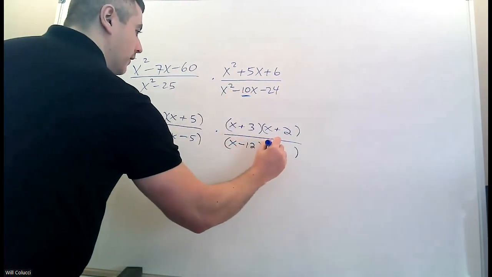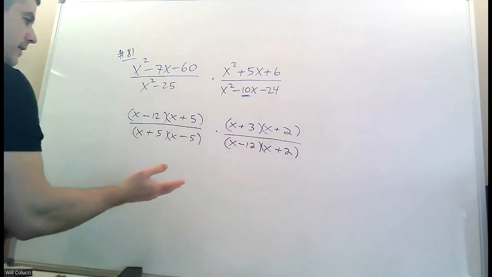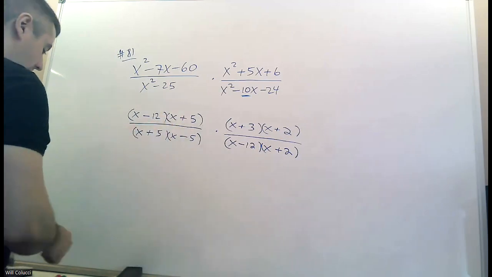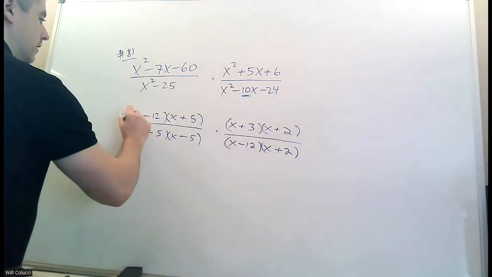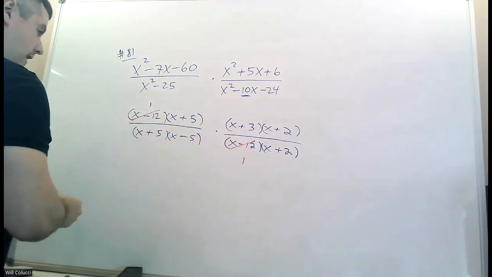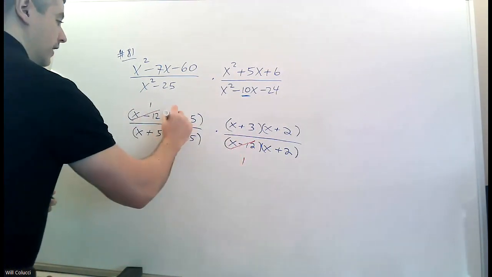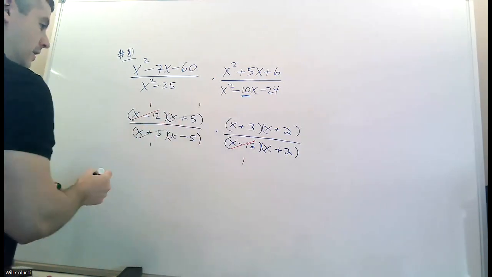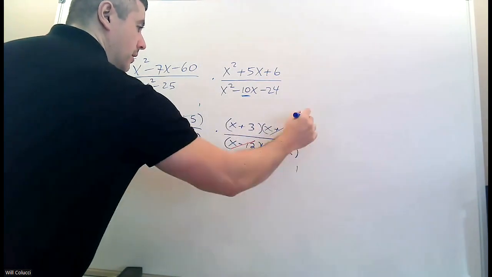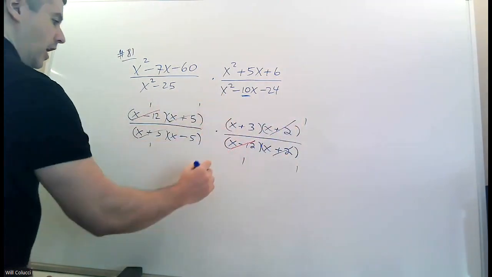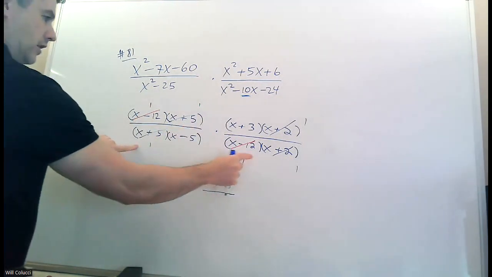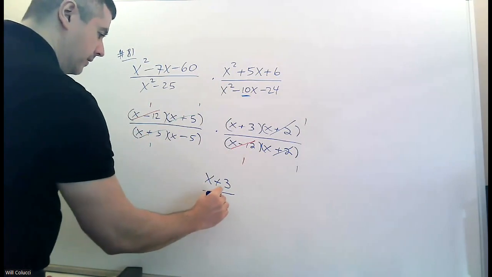This has to be negative 12 plus 2. Now look at that. The 12s, the twos, the fives, a lot of it crosses out. The x minus 12s cross out, even though I wrote my twos differently. And then the x plus fives cross out. Now the only thing left to cross out is the x plus twos. Everybody on top is gone except for x plus 3. Everybody on the bottom is gone. You just have x minus 5 left.